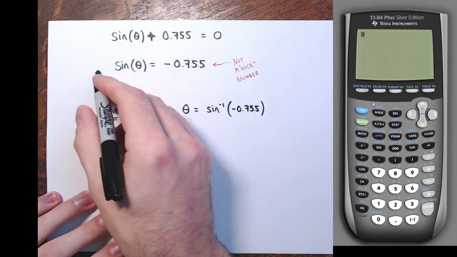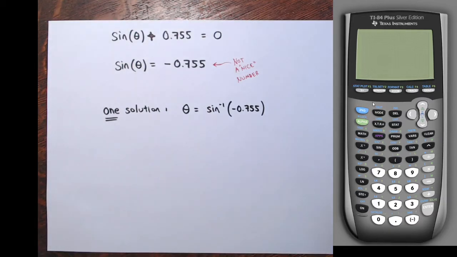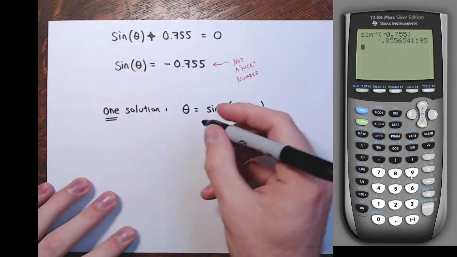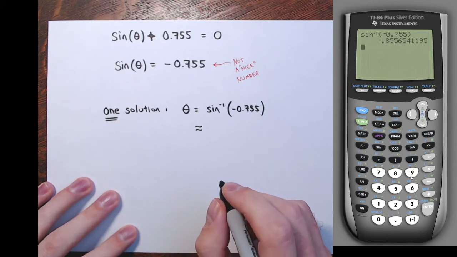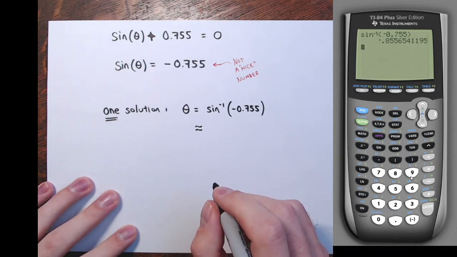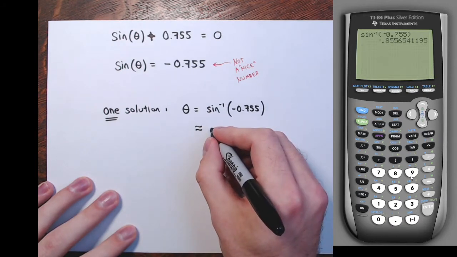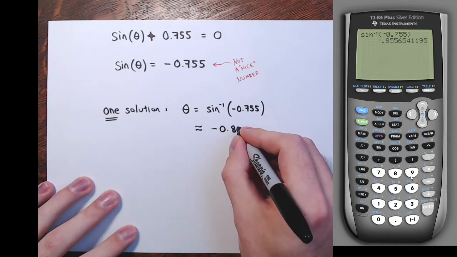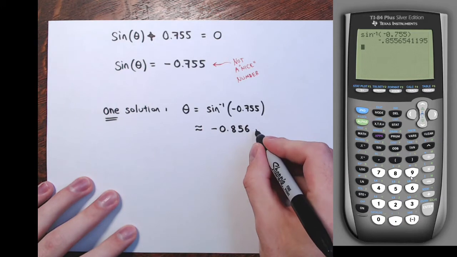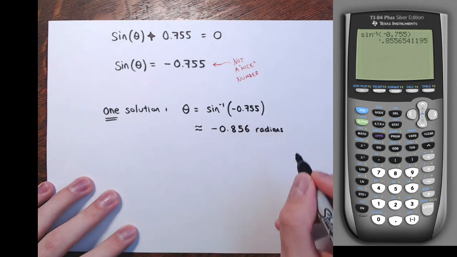This is just taking the inverse of both sides. And let's see what that is on the calculator here. What's the inverse sine of negative 0.755? All right, so this is approximately, looks like all my solution choices in the answers are going to be to 3 decimal places, so I'll round this to 3 decimal places: negative 0.856. Again, this is in radians.